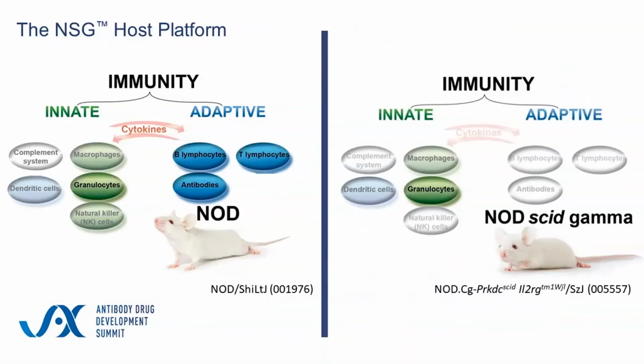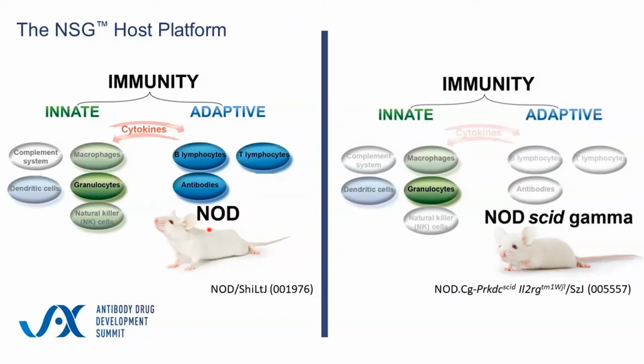So let's go now and talk about immunological humanization and begin with talking about the platforms and going through the different platforms, building up in a way that you can understand the differences in how the different models are being used. So we start with the non-obese diabetic genetic background.